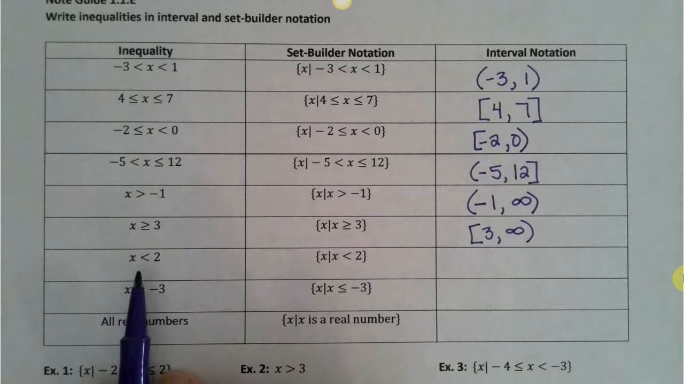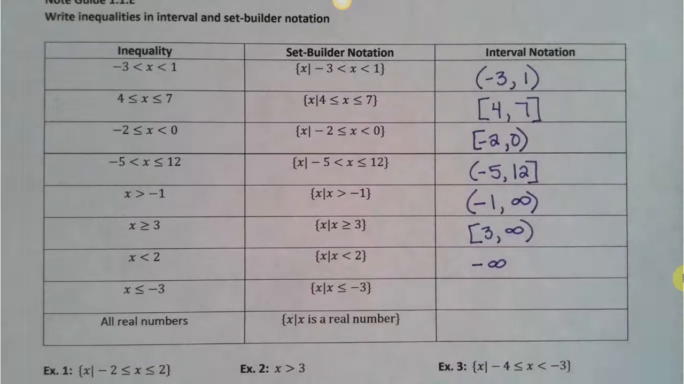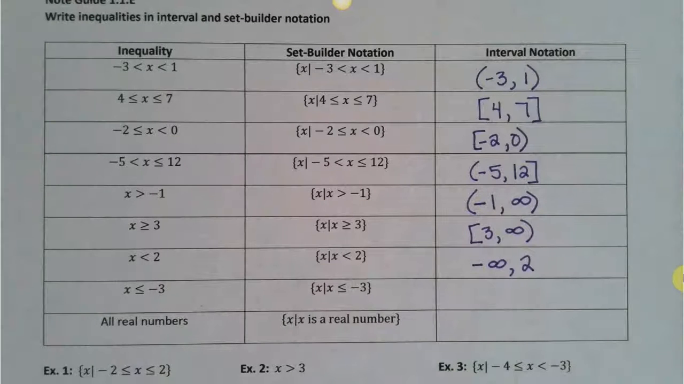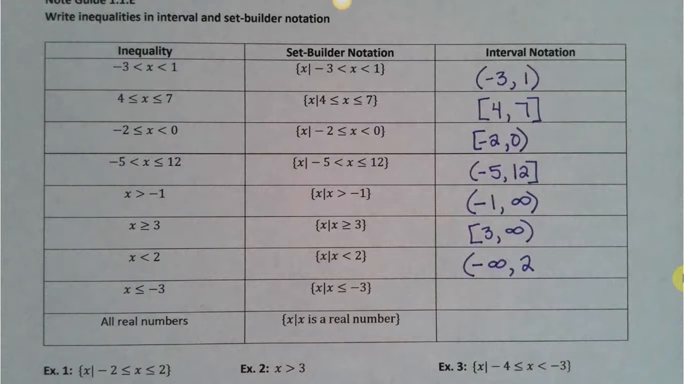x is less than 2, so this is talking about all of the numbers that are strictly smaller than 2. So from 1.99999 all the way down to negative infinity. So the way we write that in interval notation is negative infinity first, because that's smaller, and then the 2. Again, negative infinity gets a parenthesis always, just like positive infinity does. And then in this case, the 2 also gets a parenthesis because it's not included.